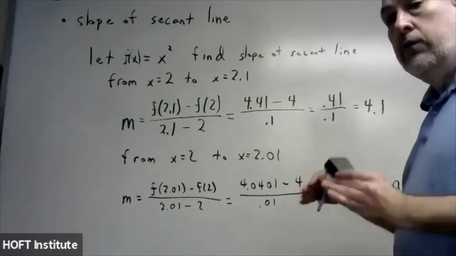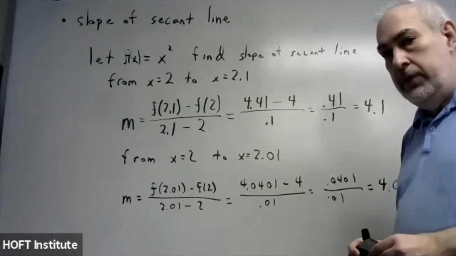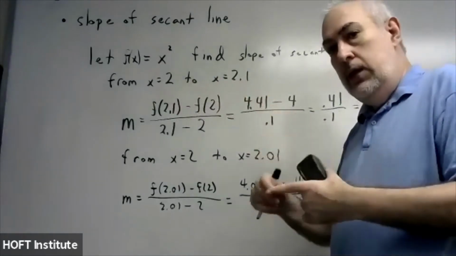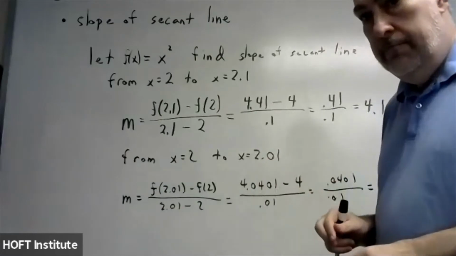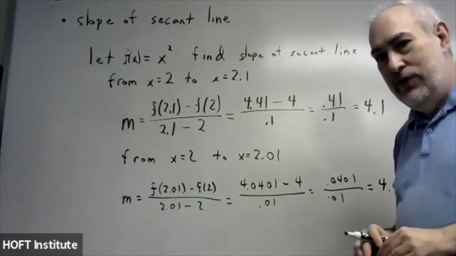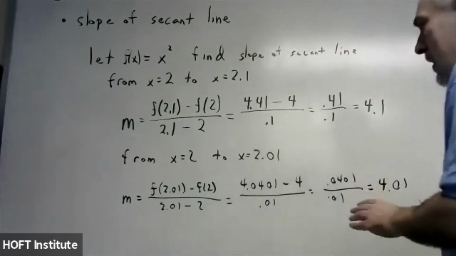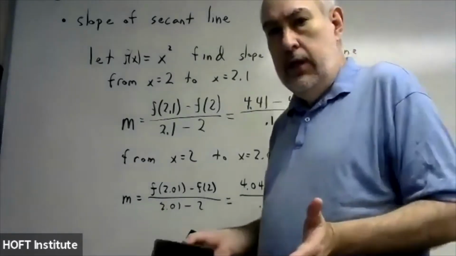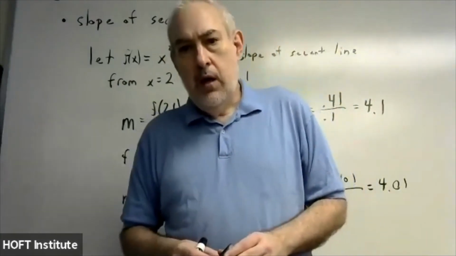Although these two are still slopes of secant lines. It's just as you make these two points get closer and closer to each other, it'll approach the slope of the tangent line, unless the function is weird. Anyway, so this is finding the slope of the secant line between two points.